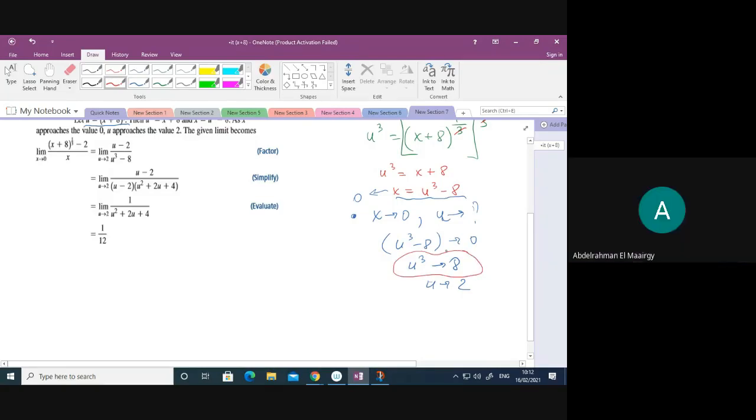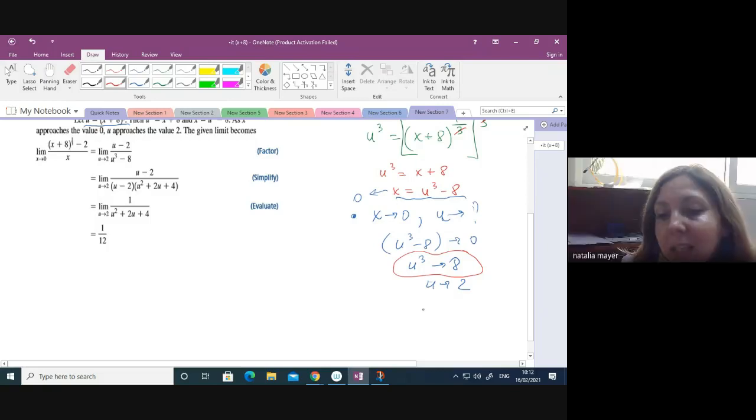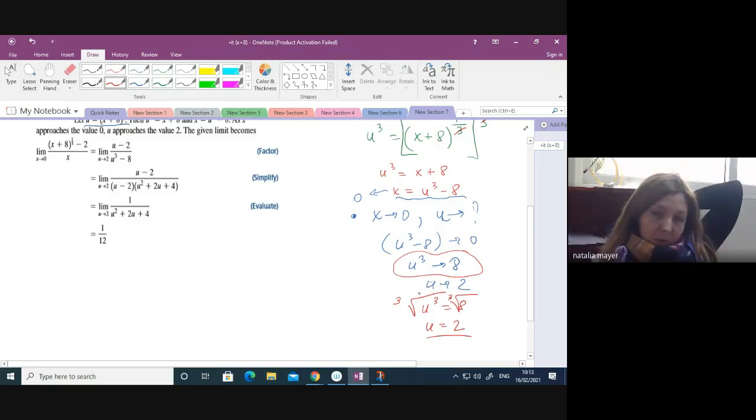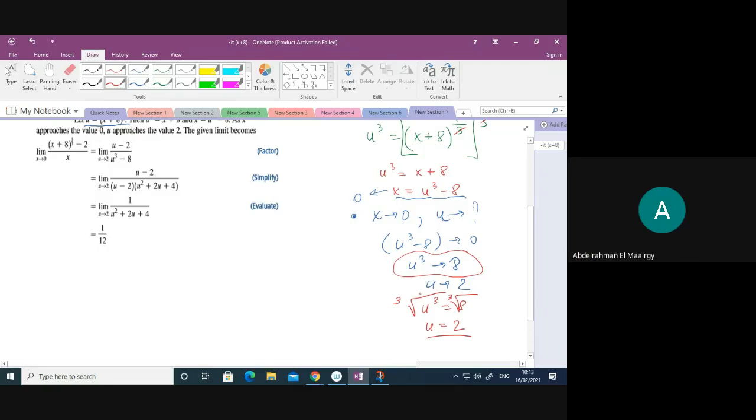Okay, so u cubed approaches 8. So if u cubed approaches 8, we have to simplify it. So we're going to put 8 and u cubed under a cubic root, and then just the cubic root of 8: 2 times 2 times 2 equals 8, so u equals 2. And then u is approaching 2, because the difference between approaching and equals is really small, like 0.000000001. Okay, good. Any other questions?